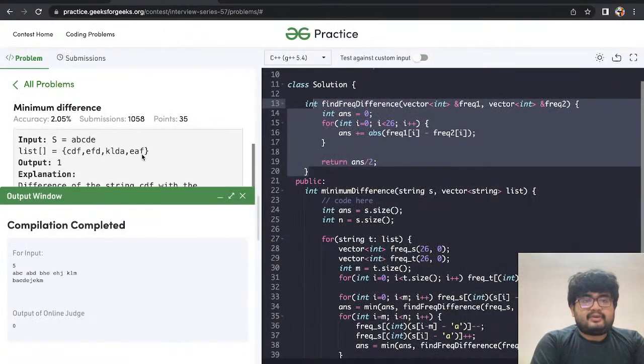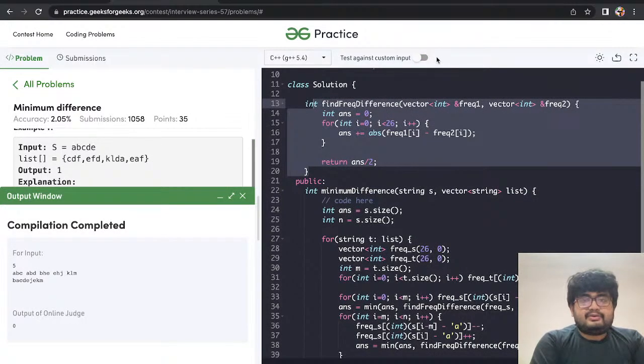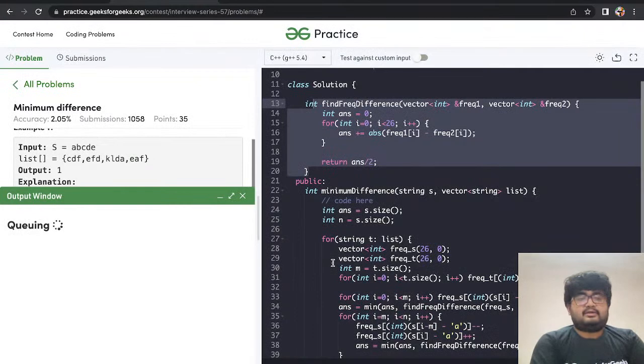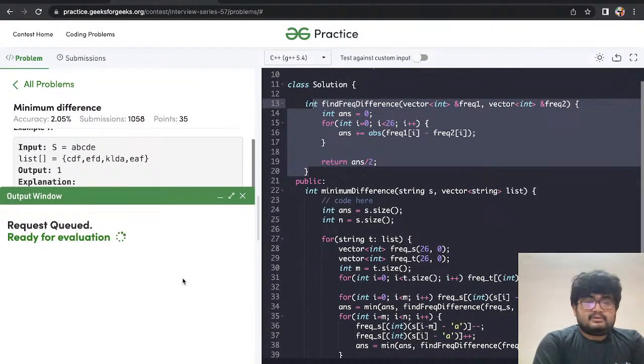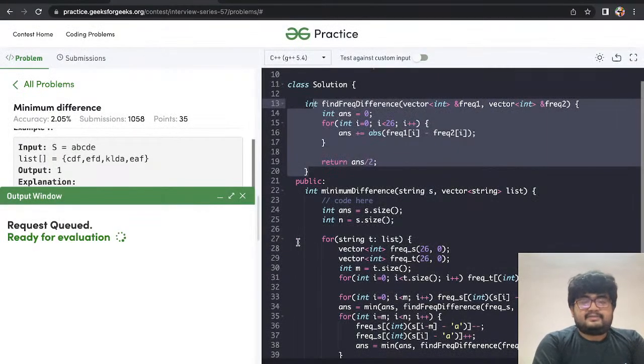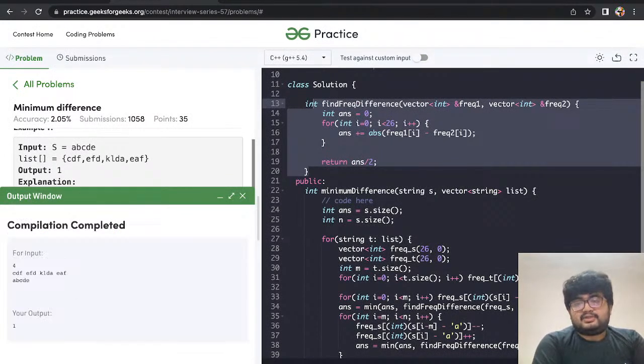So let's take the output from here. It should be 1. So let's take 4, CDF, EFD, KLDA, EAF, and here we have ABCD. Expected output, it should be 1. Yep, it should be 1. And what's our output? Let's see. It's 1. So let's try to submit this.